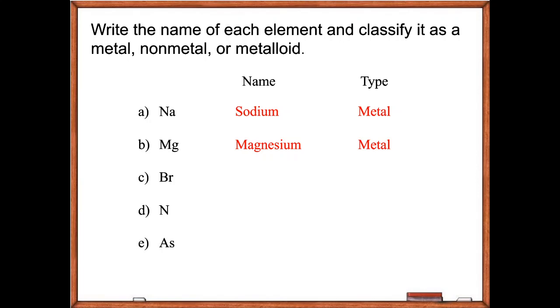Br. It's bromine, and this is a halogen, which makes it a nonmetal. Next one, N, for nitrogen. Again, this is on the right-hand side of our periodic table. This will also be a nonmetal. It's a gas, so you can kind of tell the things you think of as being gases a lot of times will be nonmetals. Last one, As. As is arsenic, and that should be right along that stair-step line, so that's going to be a metalloid.